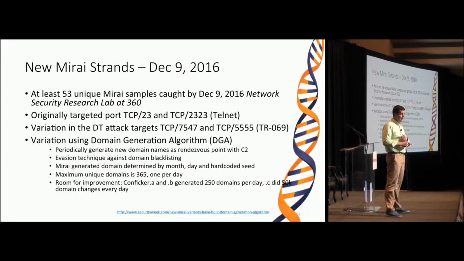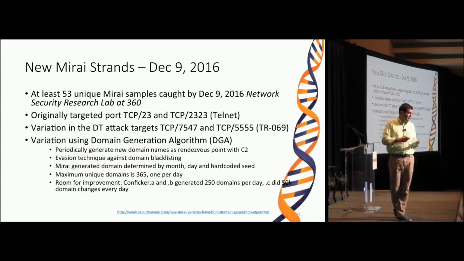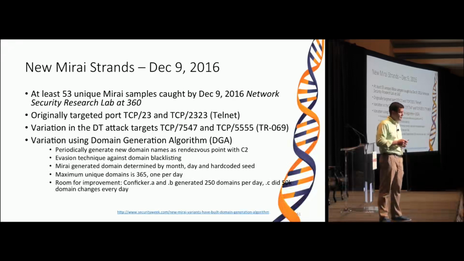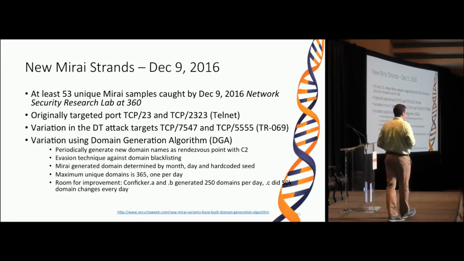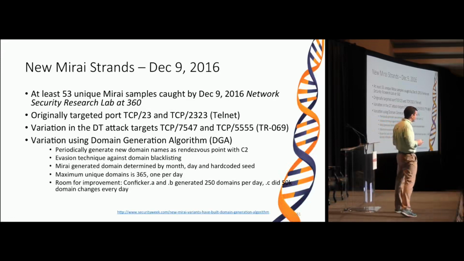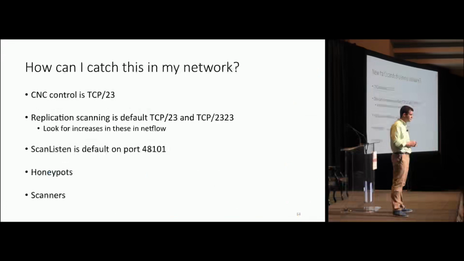In this case, it switches every day. So it's interesting. Configure was, I think, as high as 50,000 per day. So one per day is progress, you might say, but there are better examples. But it still is interesting, and one method of how, if we knock down the domain, it can adapt.